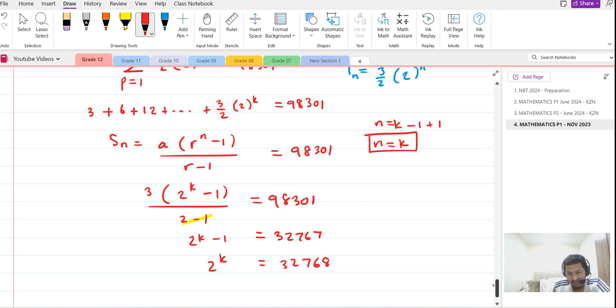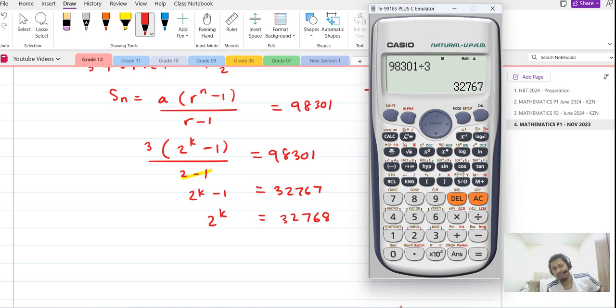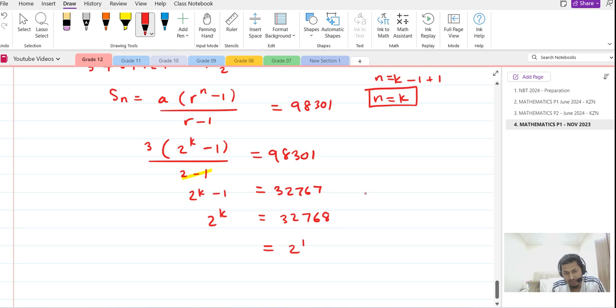Now solve this equation. There are many ways of solving it. You can use logs, or you can ask: 2 to the power what is 32,768? I'm going to try 2 to the power 15. Whoa, I got 32768. So that's 2 to the power 15. Therefore k is equal to 15, dropping the bases on both sides.